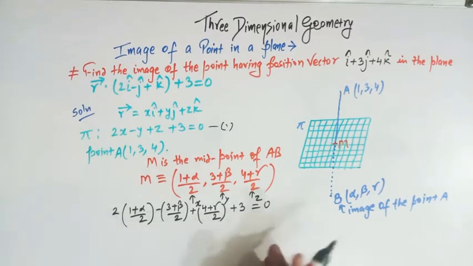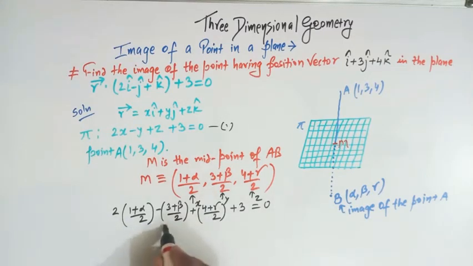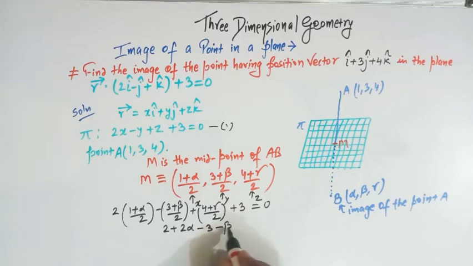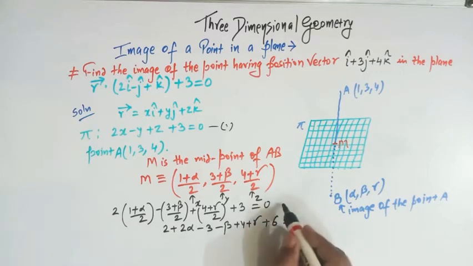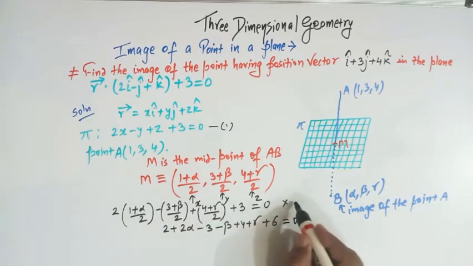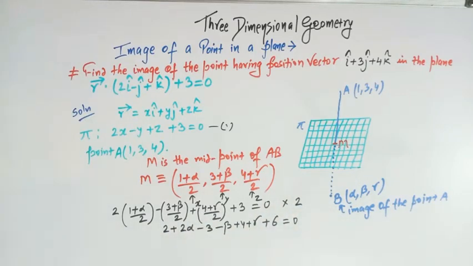So here if we simplify this, we get 2 plus 2 alpha minus 3 minus beta plus 4 plus gamma plus 6 equal to 0. We can multiply this whole equation by 2, right? Okay, so we have got 2 alpha minus beta plus gamma, and this is 4 plus 2, 6, plus 6, 12, and 12 minus 3 is 9, right? So let us call it equation number 2, right?